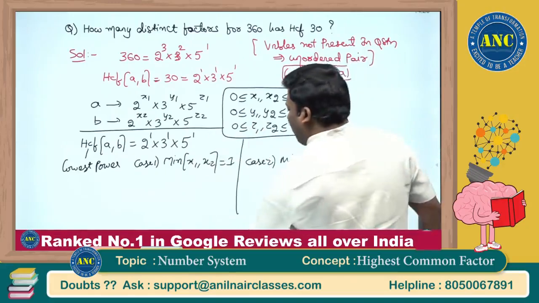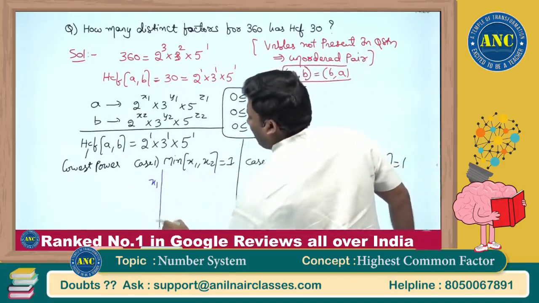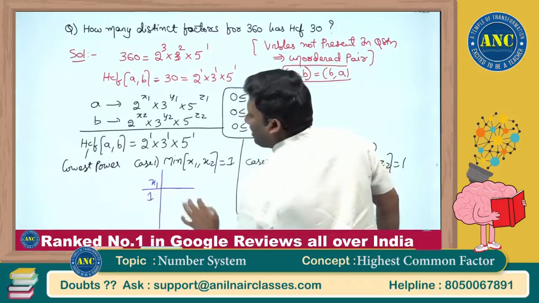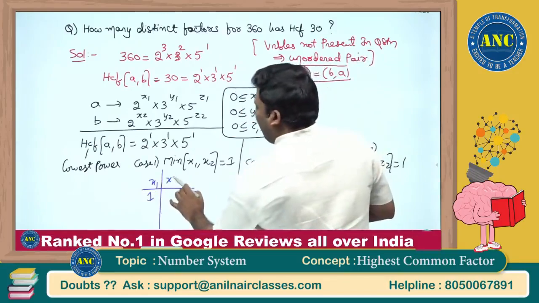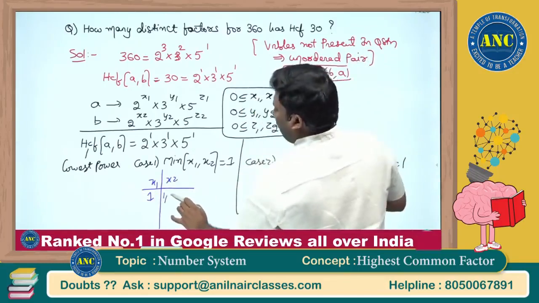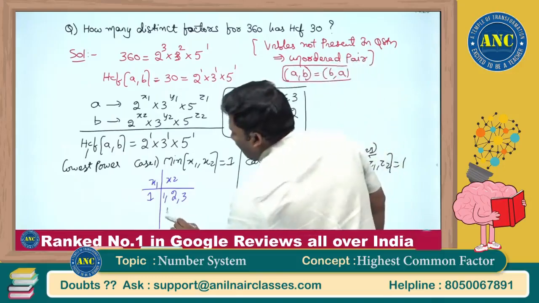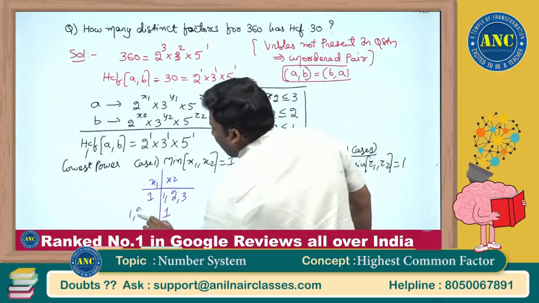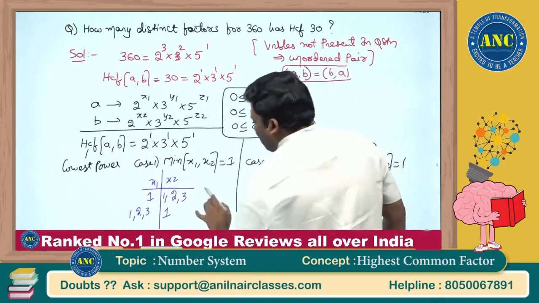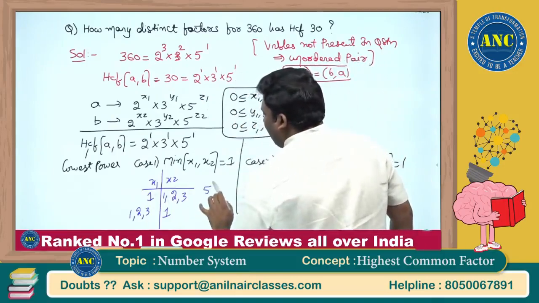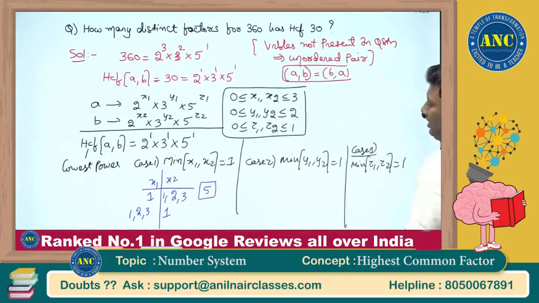Minimum of x1 and x2 is 1. That means if x1 takes 1, x1 is taking the lowest power, so x2 can take any value greater than or equivalent to 1, up to 3. If x2 is taking 1, x1 can take any value from 1 up to 3. 3 plus 3 is 6, and 1 comma 1 is duplicated twice, so 5 cases. I hope the idea is clear.